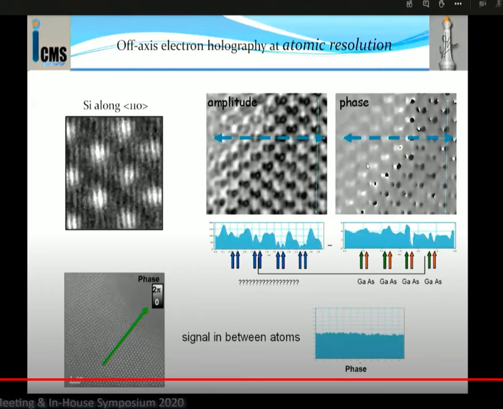So what does it mean actually? You have amplitude and phase information from the atomic and the subatomic length scale. That not only helps to identify and count the atoms from the individual dots, but you also have information from in between the columns. And the in-between column information is very, very important because you have electrons residing there and a lot of chemistry going on there.